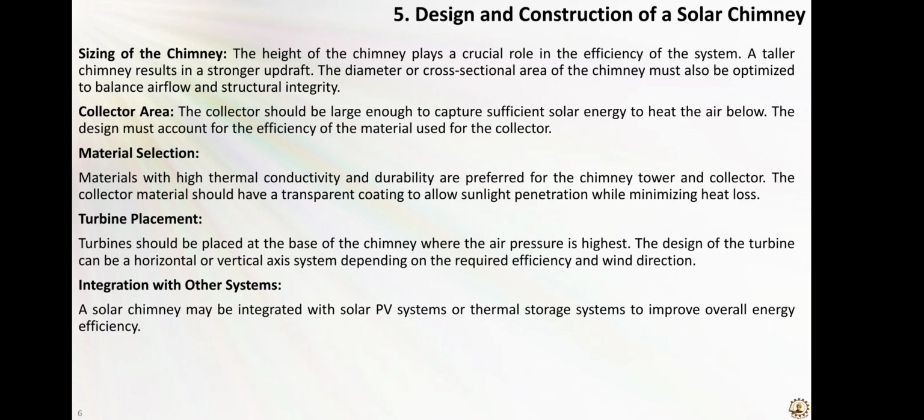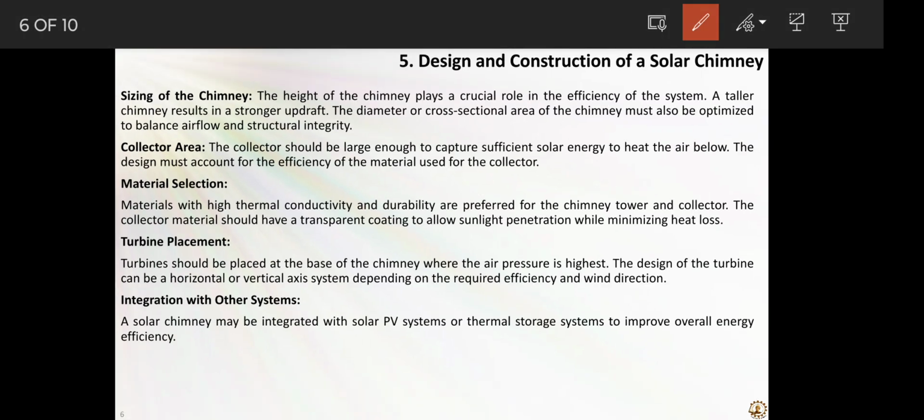Now material selection. For the collector area, we should consider materials with higher thermal conductivity that are also durable. That means if solar radiation hits the collector area, the heat should be transmitted to the air present beneath the collector area. Suppose this is the solar chimney area and this area is your collector area. If the conductivity of the collector is higher, then the air beneath will be heated more and more output will be created.